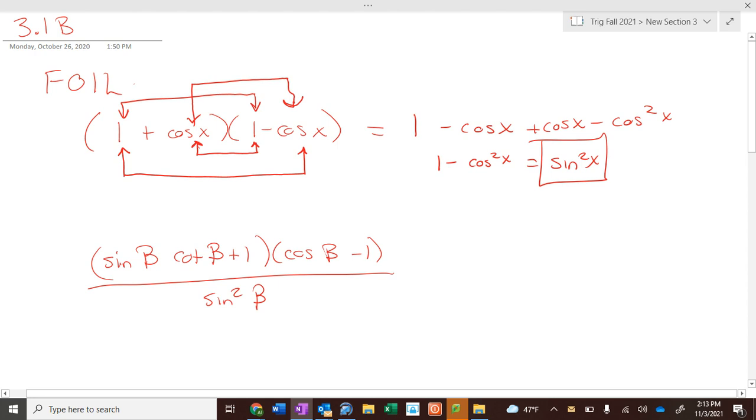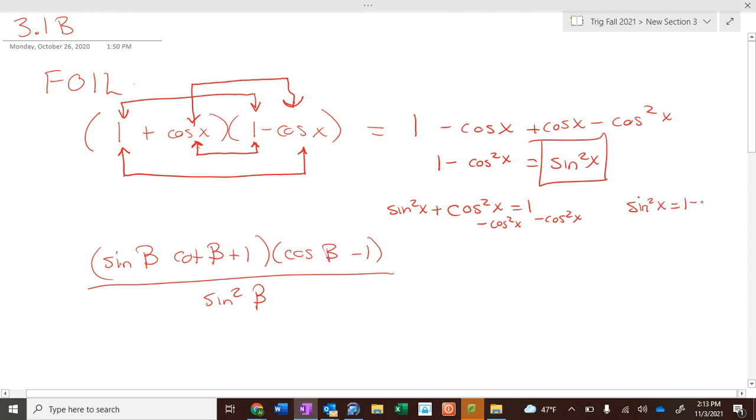Okay? And we go, where did you pull the sine squared of x out of? Well, I pulled that out of the Pythagorean identity. All I did was subtract cosine squared of x from each side. Okay?